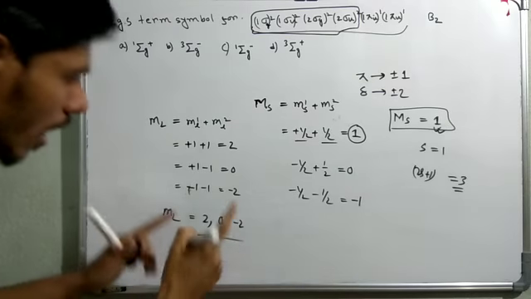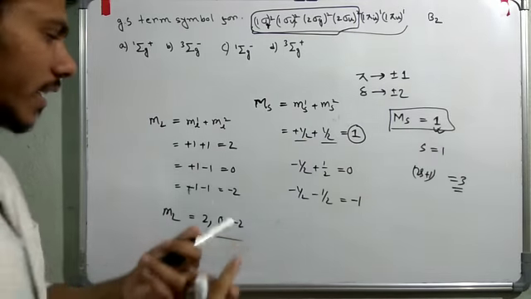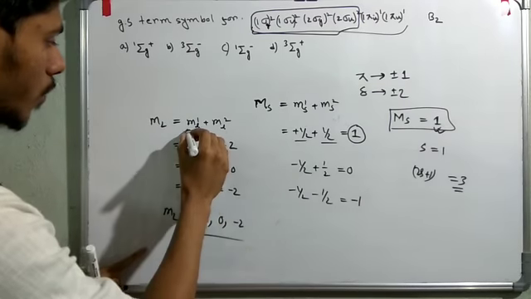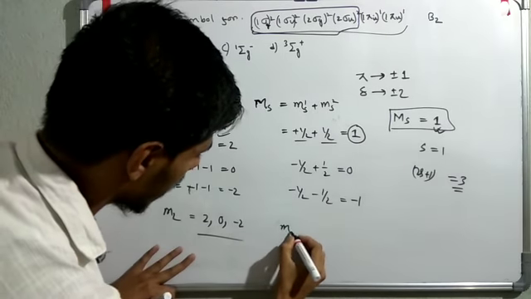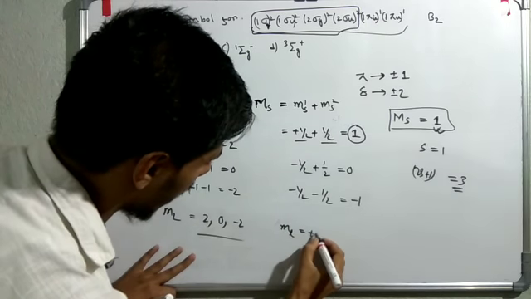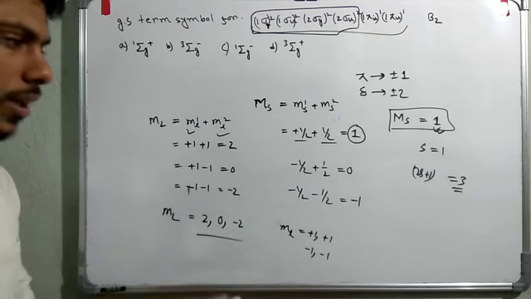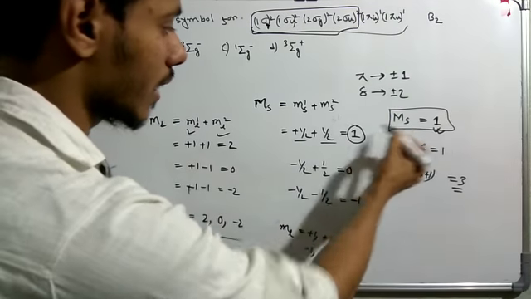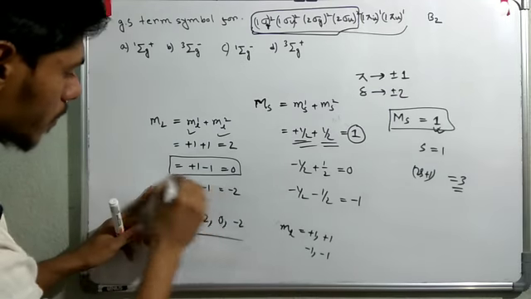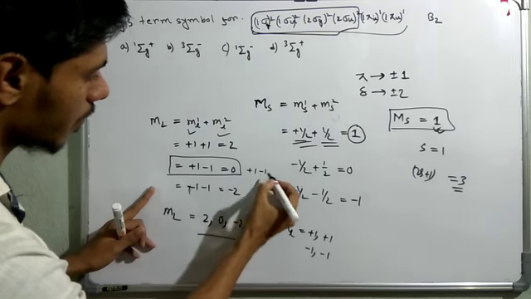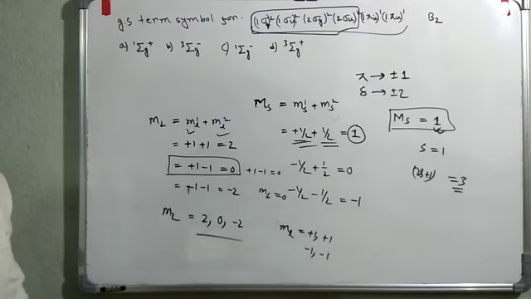Now if we take these as both plus up, we cannot take the same value for both ml, right? So this combination, that is an ml value of plus 1 or minus 1, cannot be considered when we take this plus up value. So we are only left with one option, that is plus 1 and minus 1, that is 0. So by default here the ml value becomes 0.